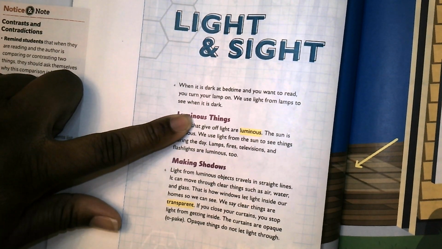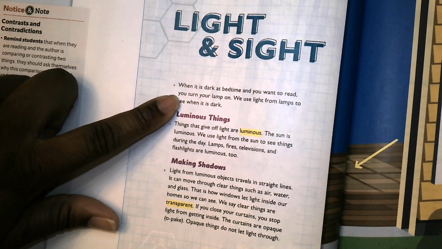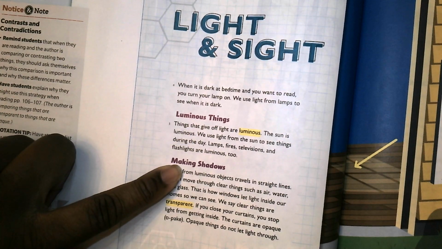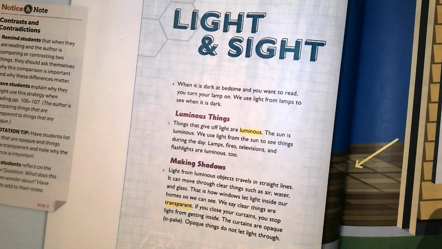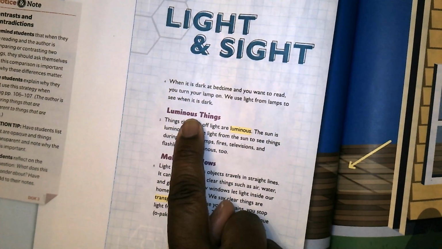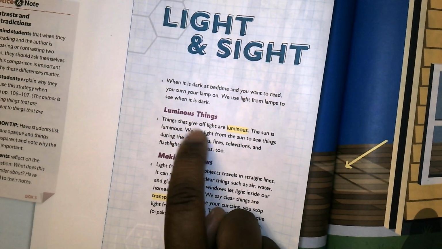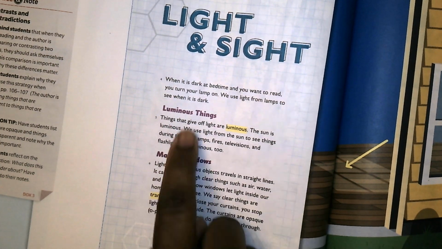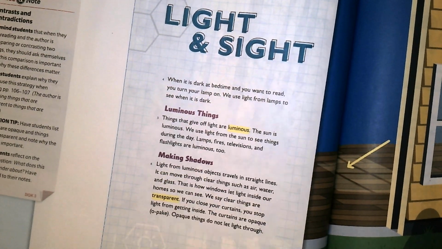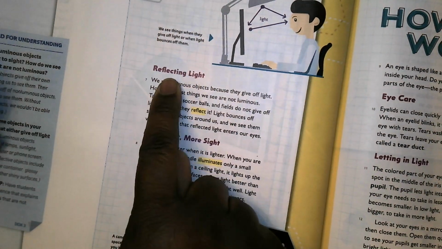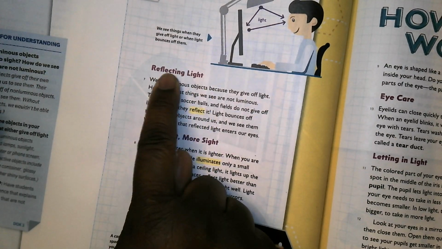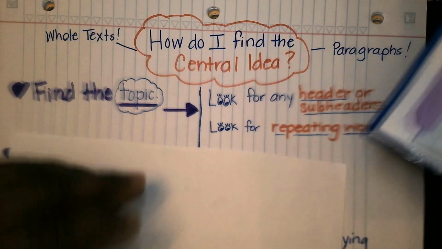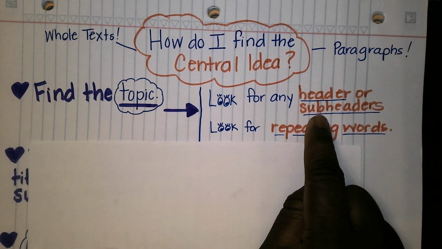And then the subheader, sub means under, right? The headings underneath the bigger header are here, and those are in purple. So those are the smaller topics within that. So if I were to look at this, luminous things, I'll know that this section is all about luminous things. And this section is all about how light makes shadows, okay? And so on and so forth. So you can look at headers and subheadings like right here to tell you what that particular section is about. So you look for headers and subheaders.